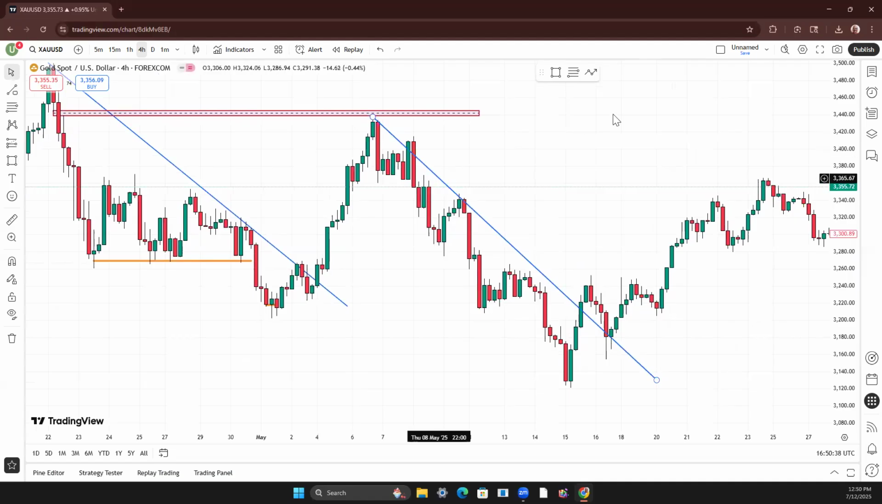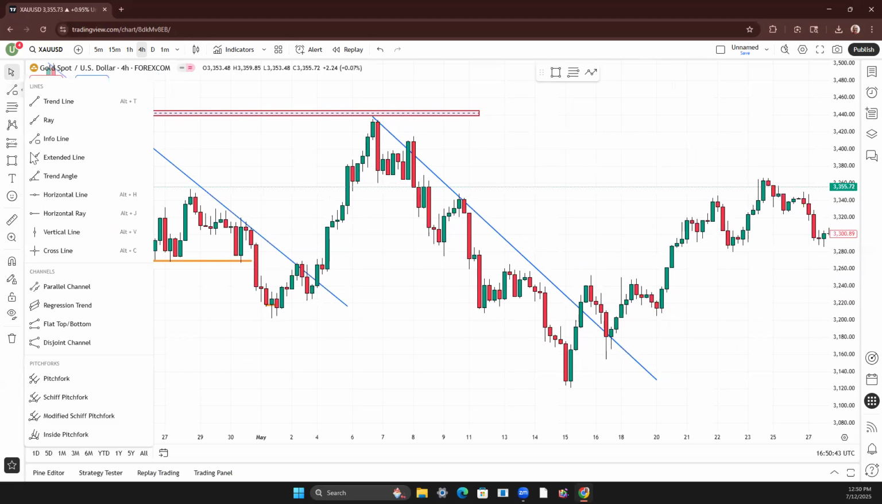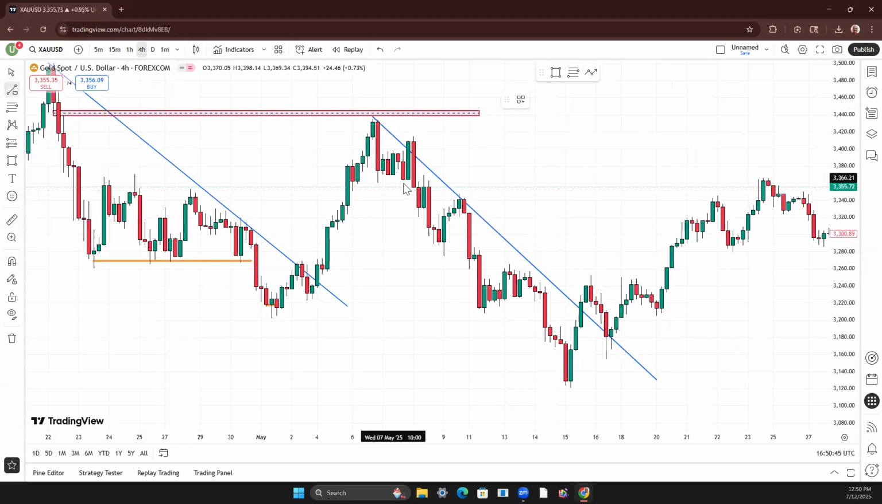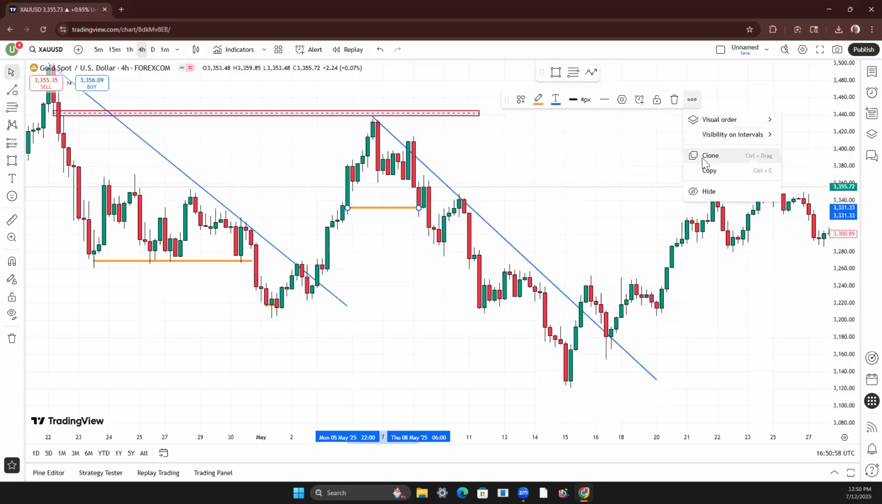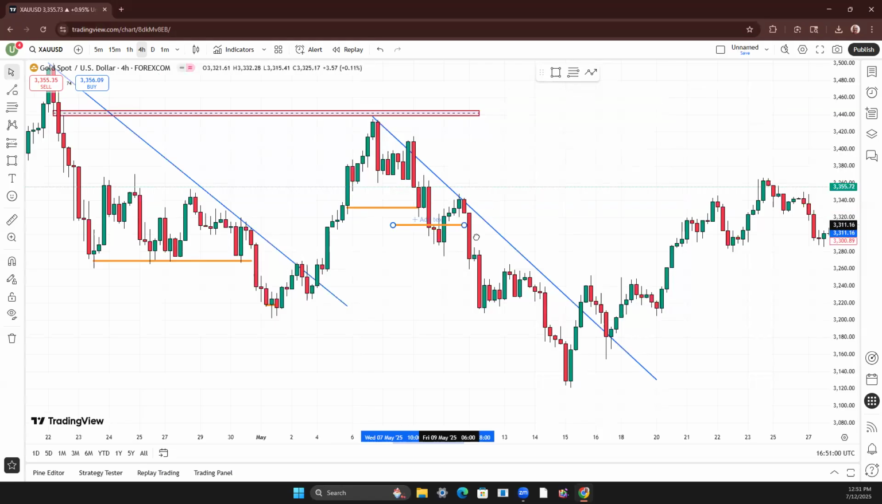And here we see multiple change of character. Let's mark it. And there's one here, this red candle. Stretch it to the left. It's one. Oh, another one.